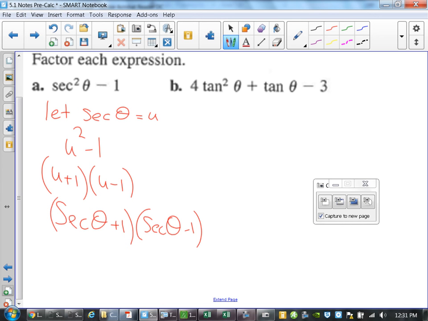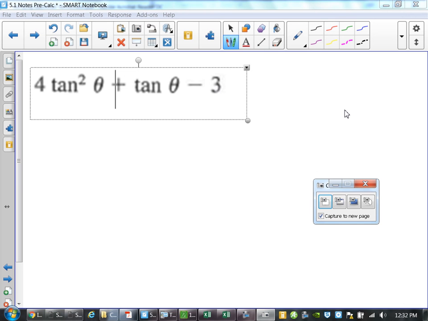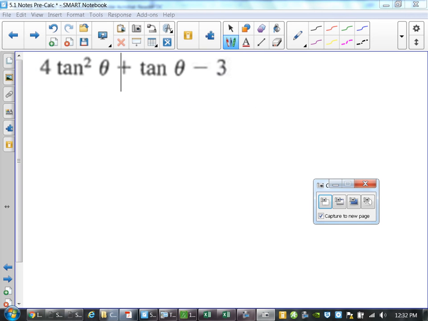I'm just going to put it on a clean sheet real quick. What am I going to let u equal this time? Tangent. Tangent squared or just plain tangent? Just plain tangent. And then I factor it. What times what is negative 12, and you add together to get positive 1? 3, 4.